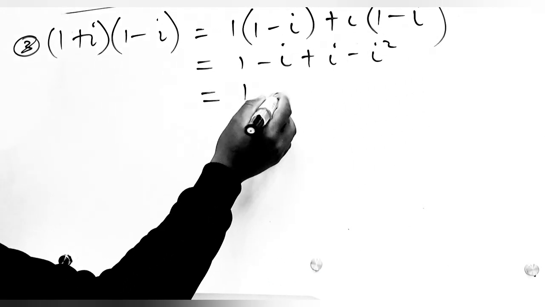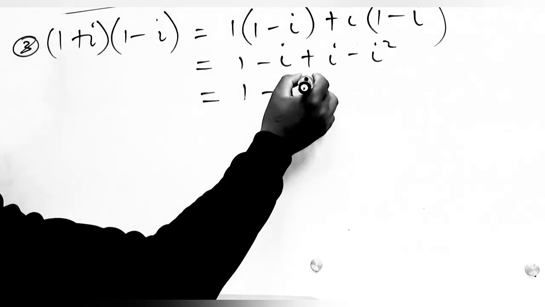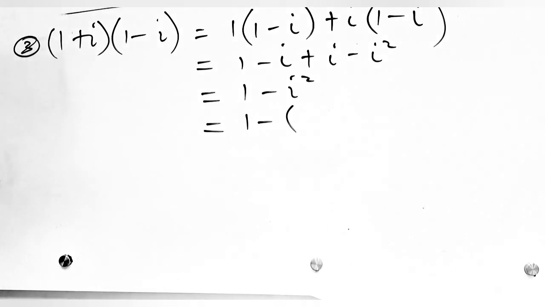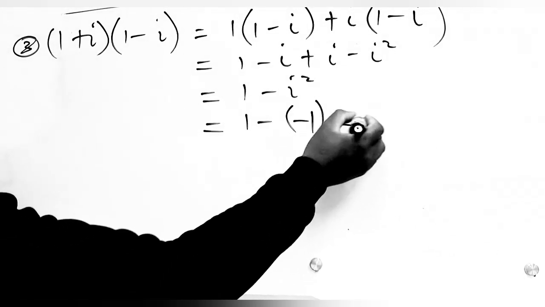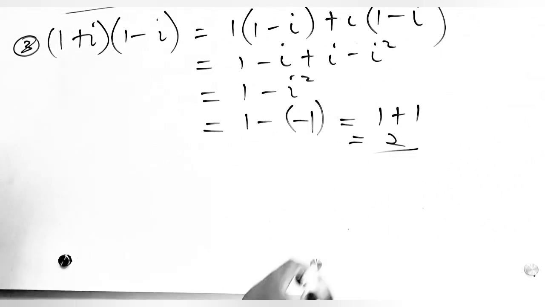This is equal to 1, and minus i plus i is equivalent to 0. Then we subtract the i squared. So this becomes 1 minus i squared, and i squared is equivalent to minus 1. Then minus and minus gives us a plus. This is 1 plus 1, which is equal to 2.